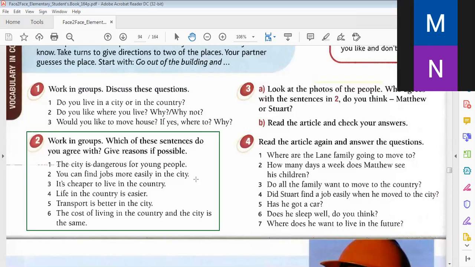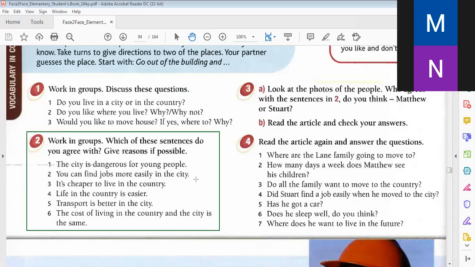Number 3 here. It's cheaper to live in the country. What do you think, Omnimedia? Do you think this is true? Do you think living in the countryside is cheaper than the city? Or do you think it's the opposite? I think yes. It's cheaper, you think? Yes.